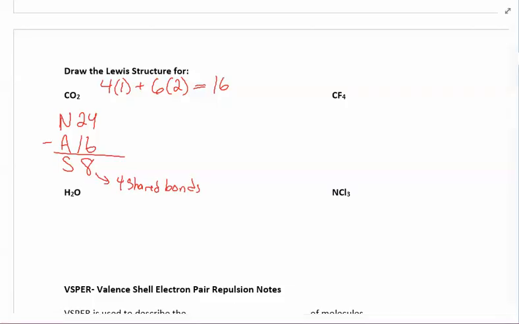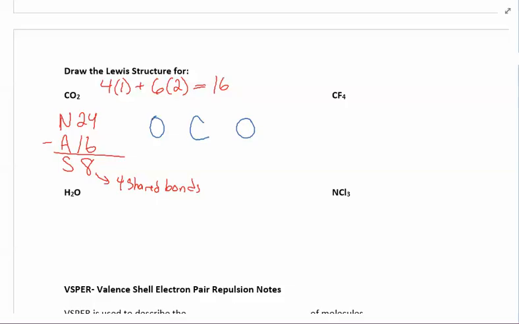When we draw our Lewis structure, we have carbon and oxygen. Carbon is going to be your central atom. Carbon's always the central atom if you have it. You can infer that if you have fewer of one of the atoms in your molecule, it's going to be your central atom. So we have carbon, and I just usually draw it symmetrically, so I'm going to put an oxygen on each side.